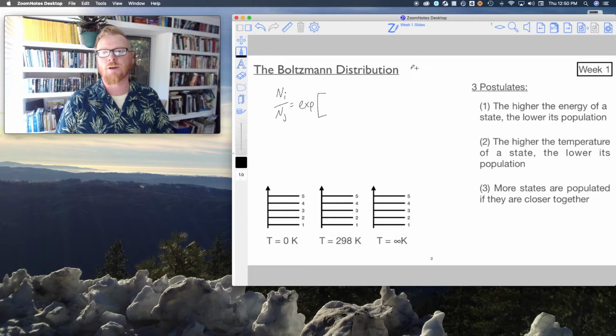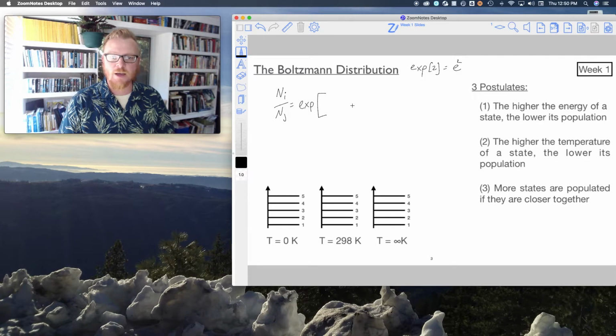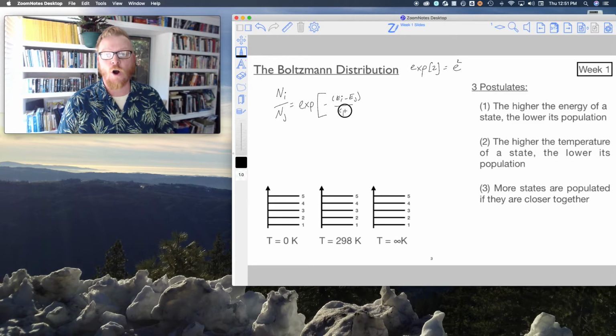So I'll do a little code here. If I say exp2, what I'm referring to is e raised to the power 2, okay? So this is now the exponential of negative, and then this is the quantity e sub i minus e sub j, negative of all of this, all divided by k Boltzmann times T.